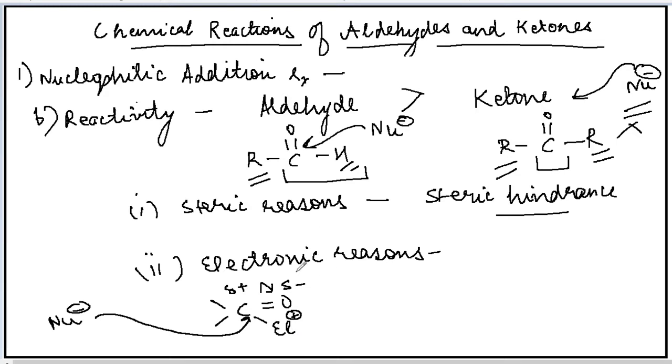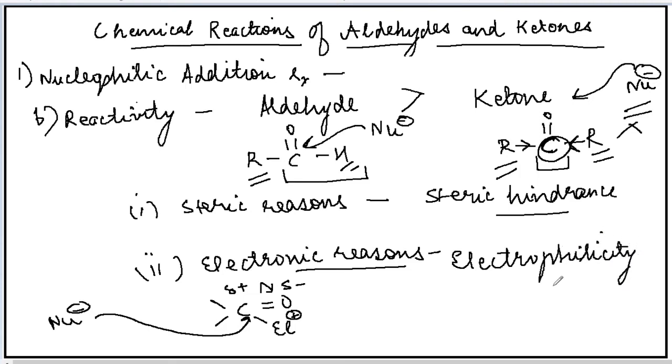By electronic reason I mean that if I take ketone, the ketonic group is surrounded on both sides by carbon containing groups. These carbon containing groups will give more electrons to this carbon. If this carbon is getting more electrons, then the electrophilicity, meaning the ability of this carbon to behave as an electrophile, will reduce in case of ketones.